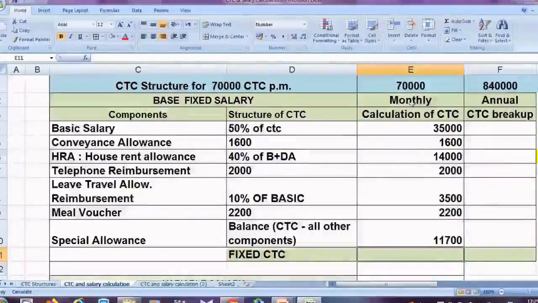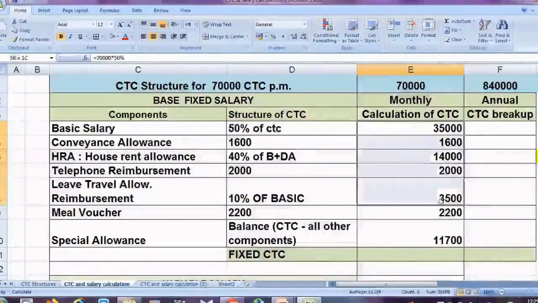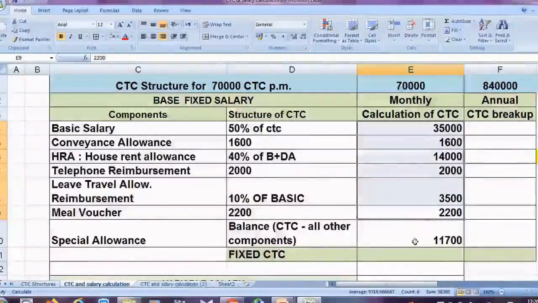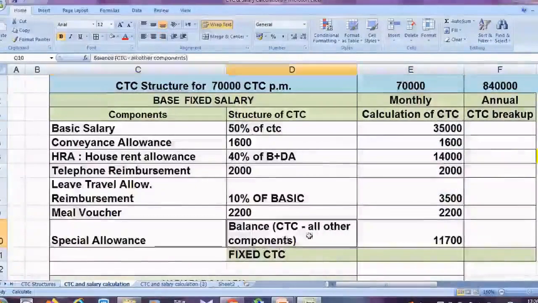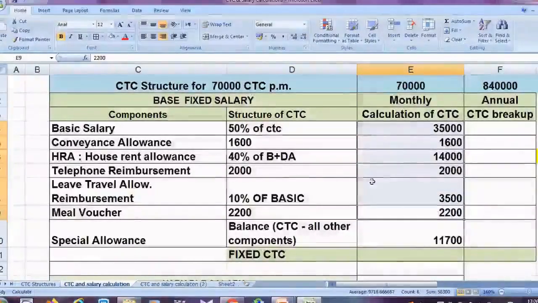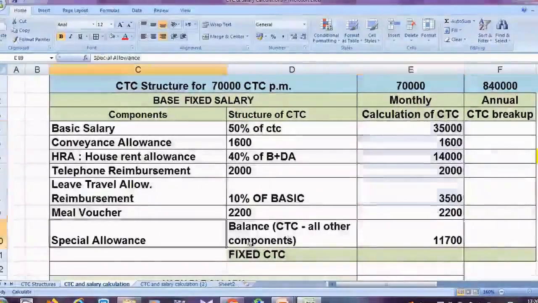So 70,000 minus all the components, what is left out? That is 11,700 rupees. This balance amount, which is not allocated into any other components, will be called as special allowance, and it's a completely taxable head. So when we do not have any heads where we can add the components, where we can save the tax, that kind of amount we always add into special allowance.